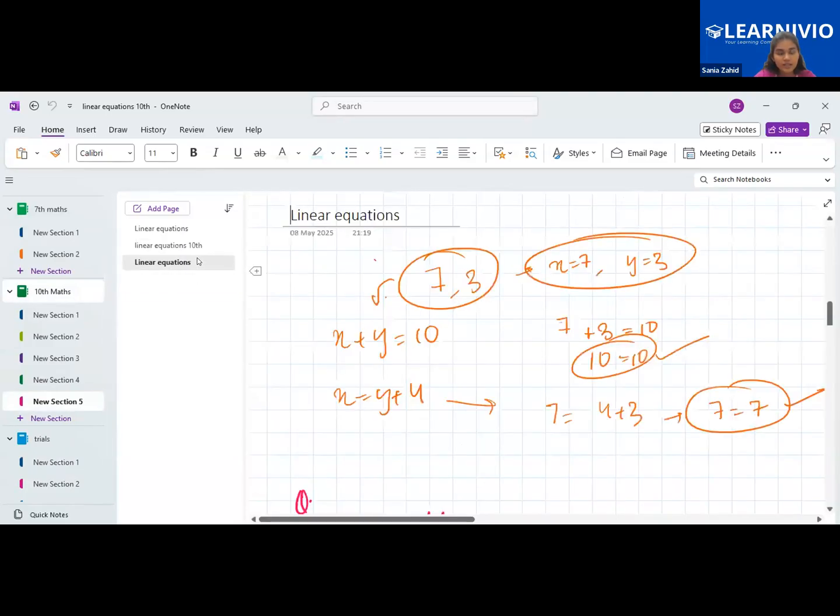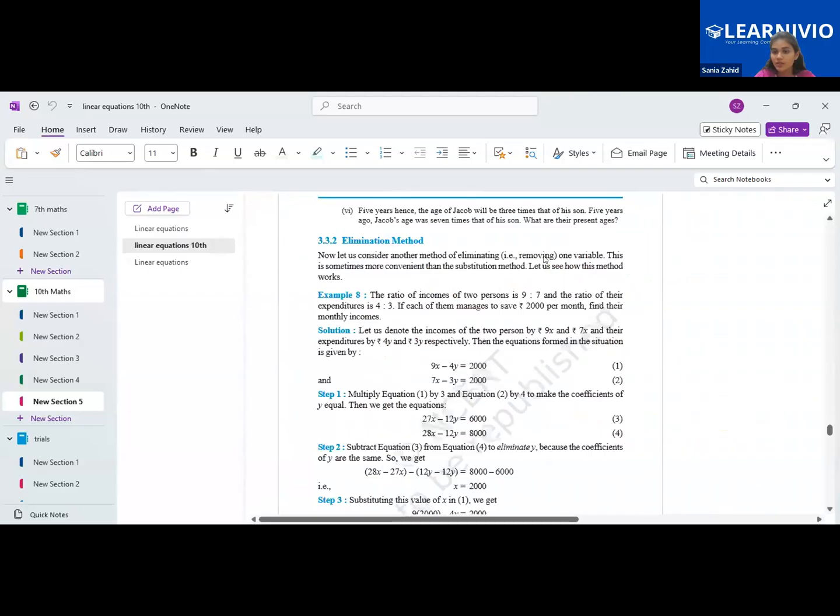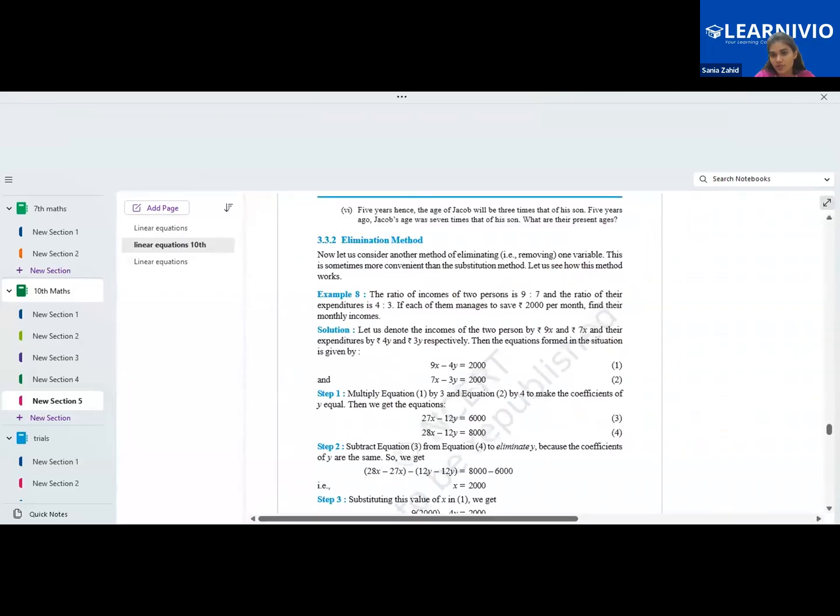In the last class, we were doing this lesson, linear equations, and we came to the next method of solving an equation, right? We have completed with graphs. Yes, Umair?